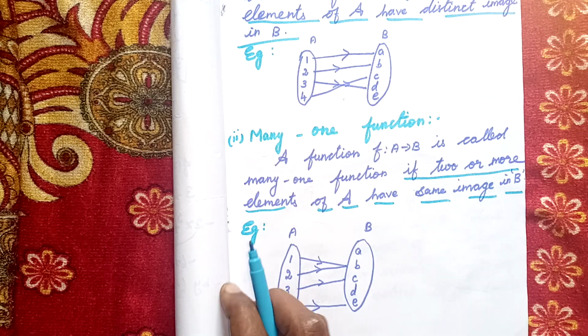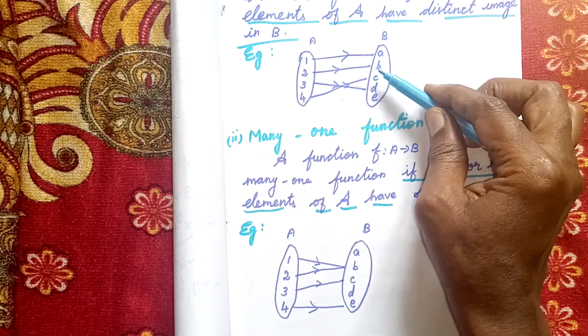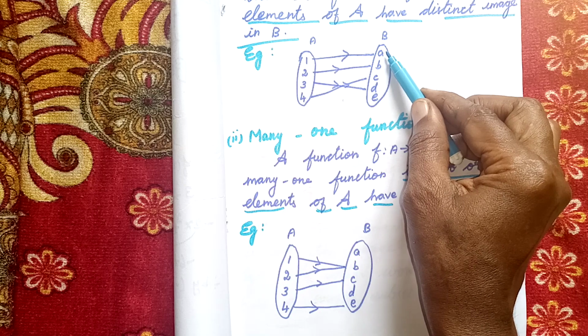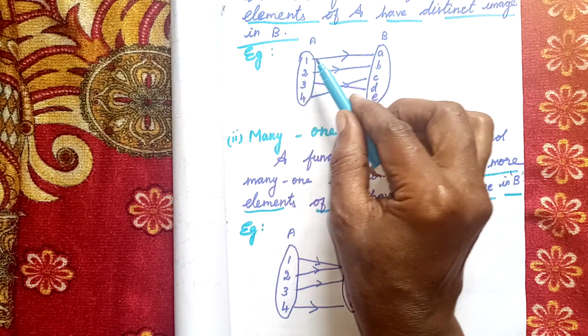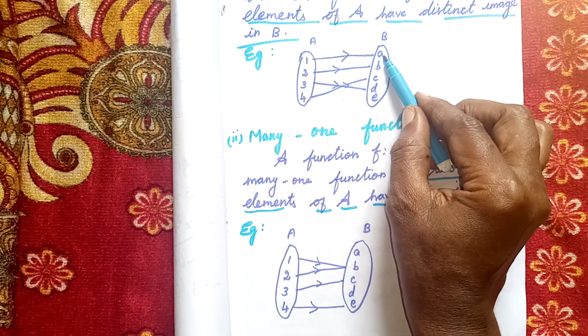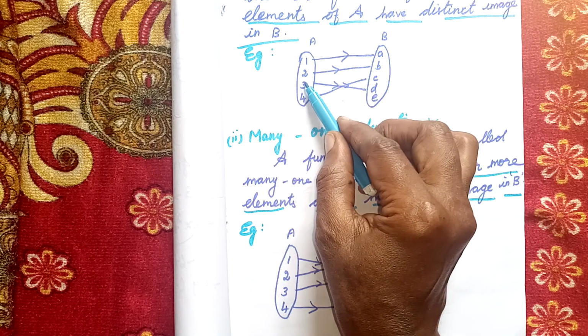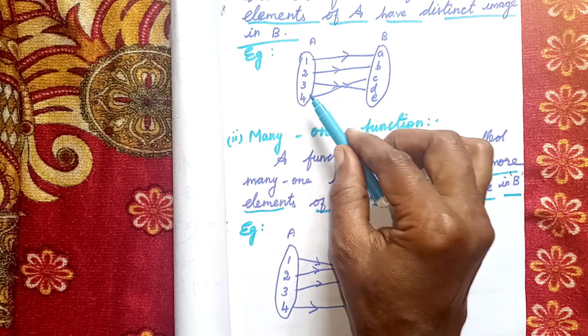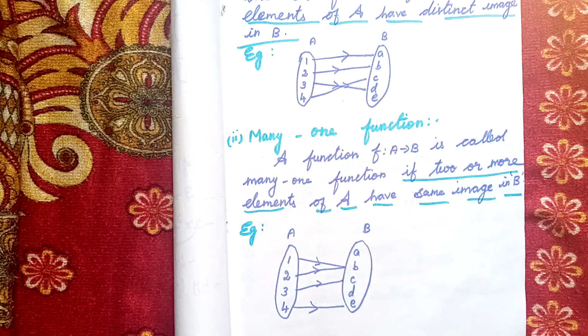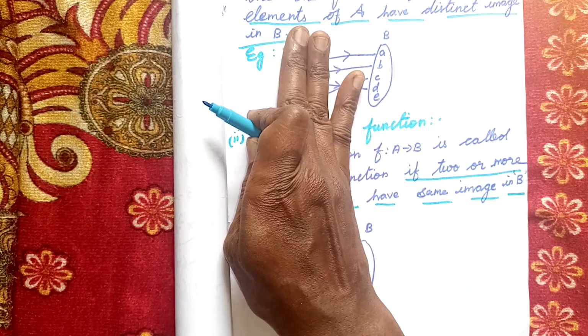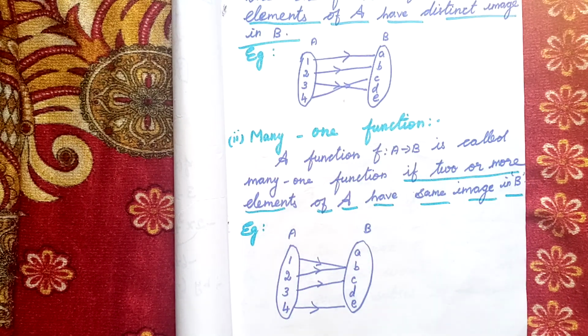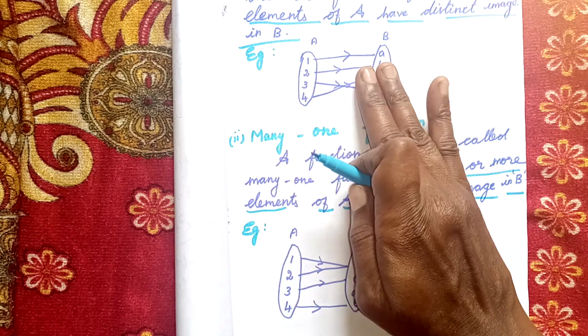But here, different elements in A have different images. The element 1 has image A. Next, 2 has image B. The image of 3 is D. The image of 4 is C. Different, or distinct, elements in A have distinct images in B. Therefore it is a 1-1 function.